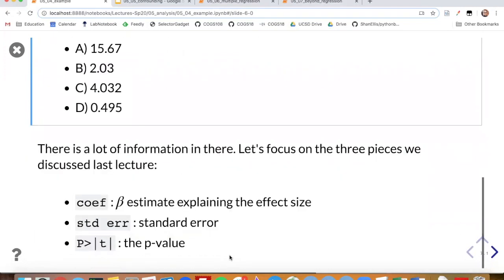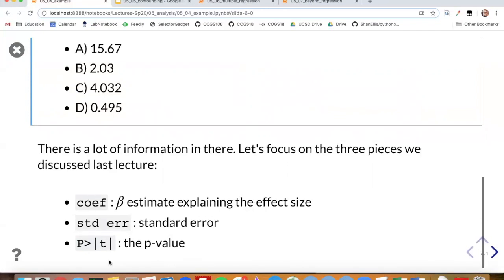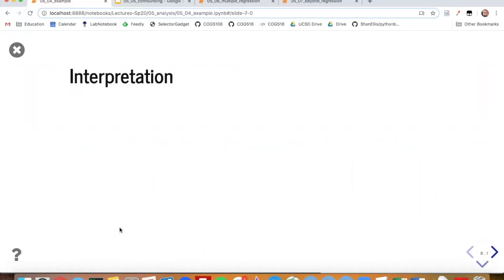Now, I mentioned there's a lot of information in there. The 3 pieces that we've discussed previously: COEF is the beta estimate explaining the effect size in the row with the predictor. Standard error is standard error, and P greater than the absolute value of t calculates the p-value for you. So knowing those pieces and where to get them from that output will be helpful in your understanding.